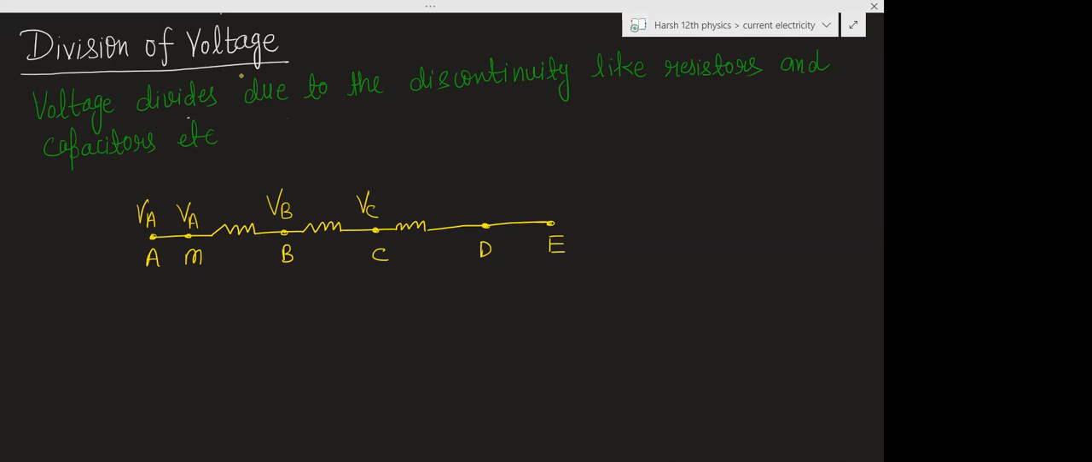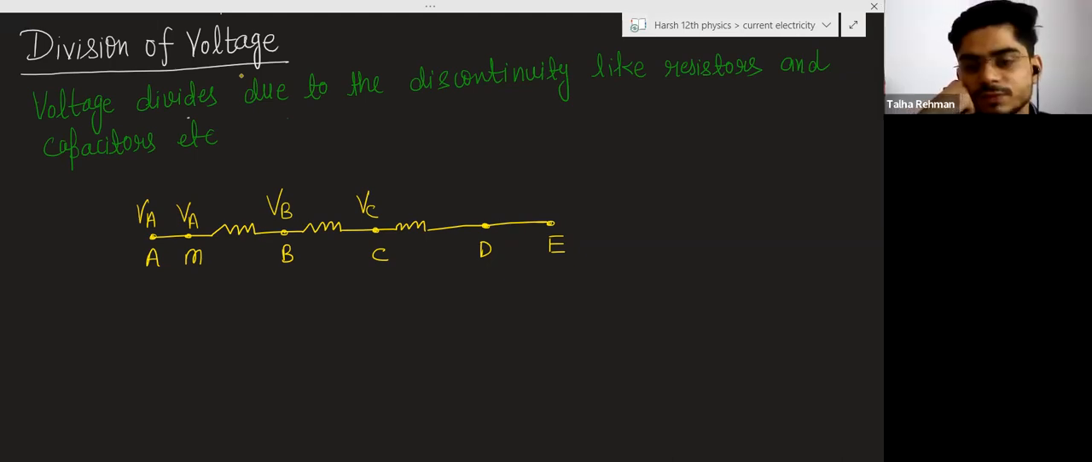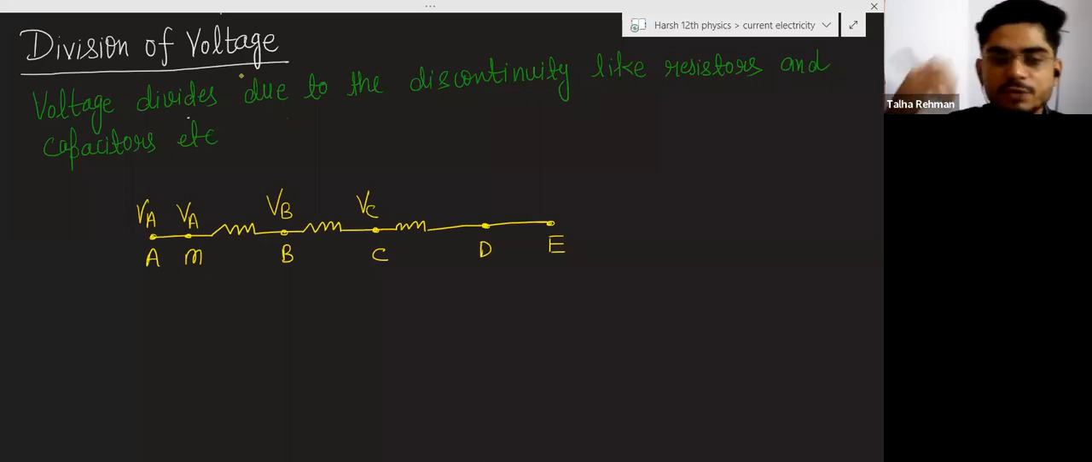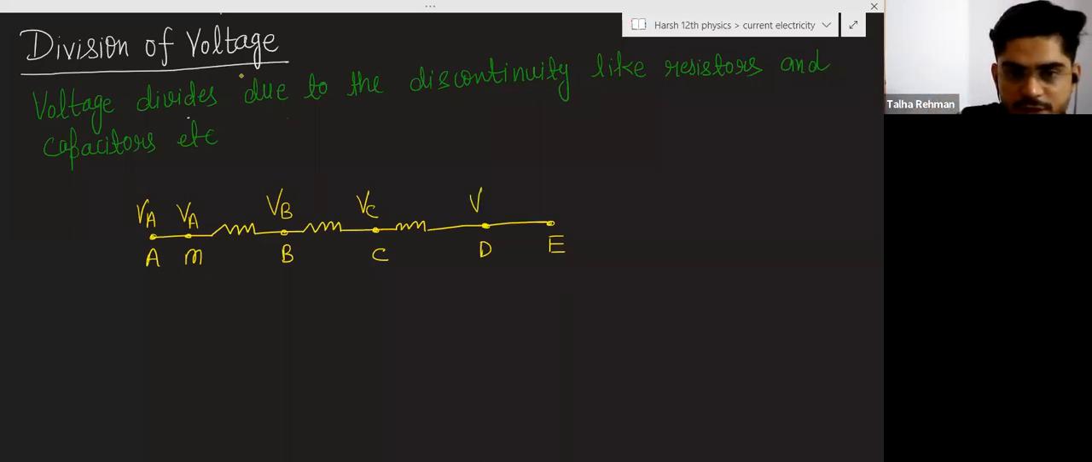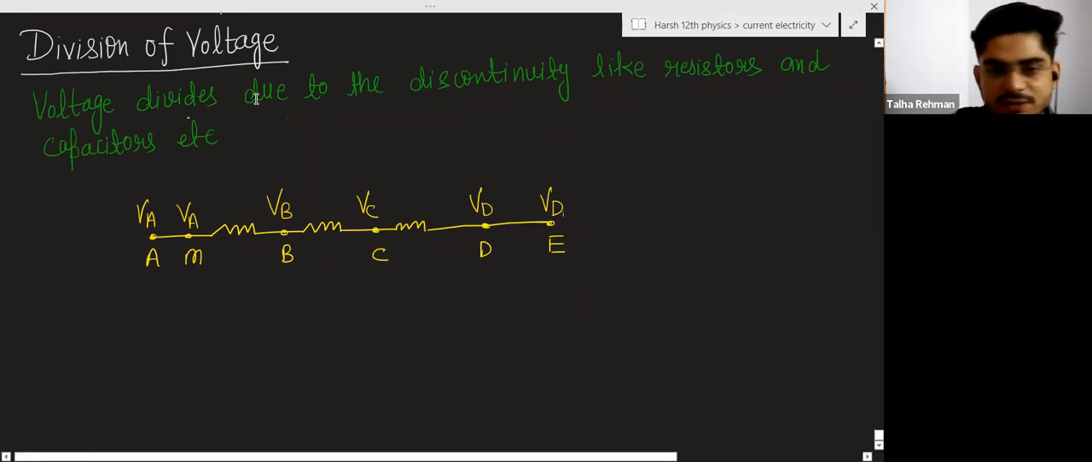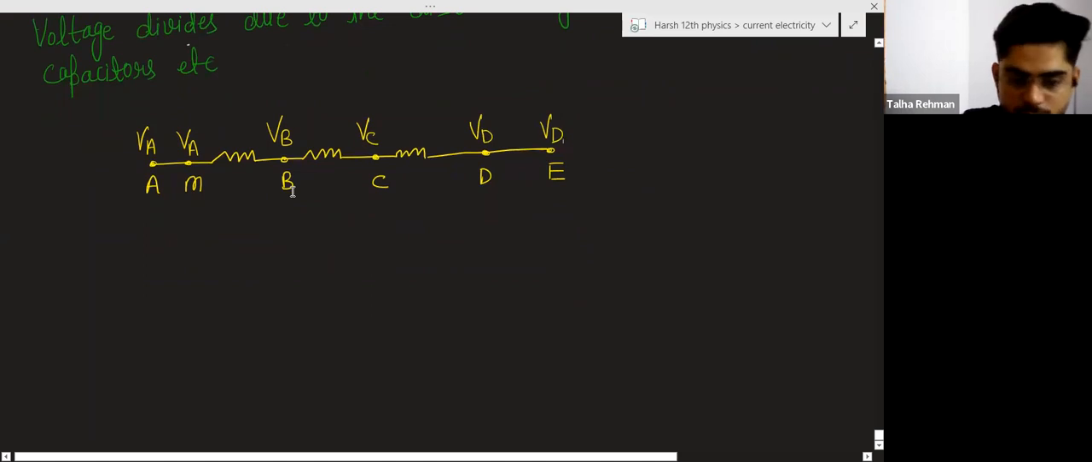Here it will be VD. Actually earlier also in case of capacitor I have told this thing. Here is VD, here also the voltage is VD. So means when you are moving like this, and in the path if there is a resistance, then the potential will change. So you can write it.